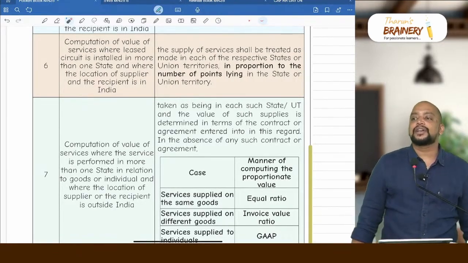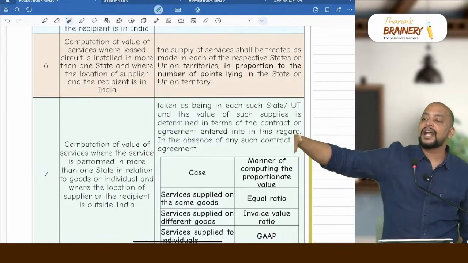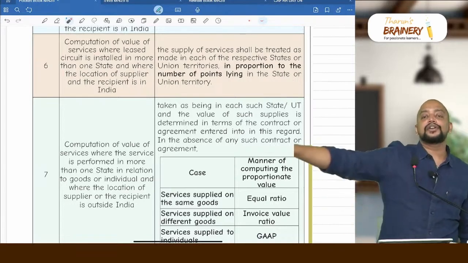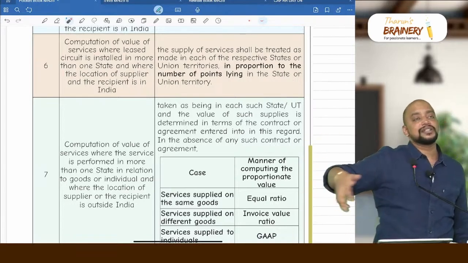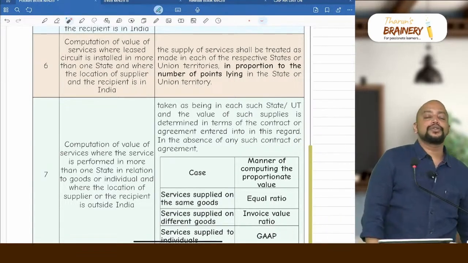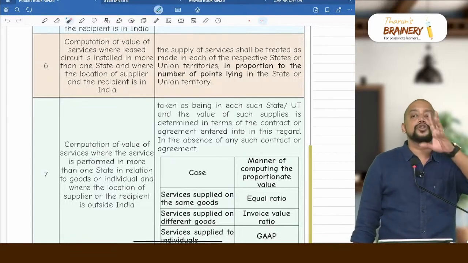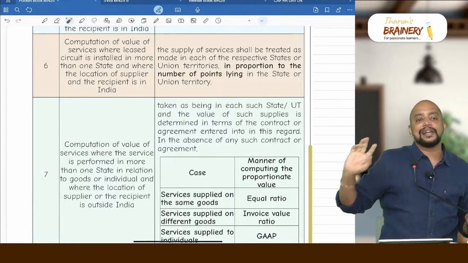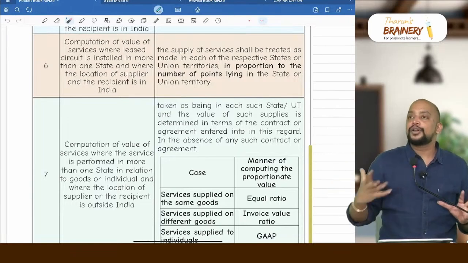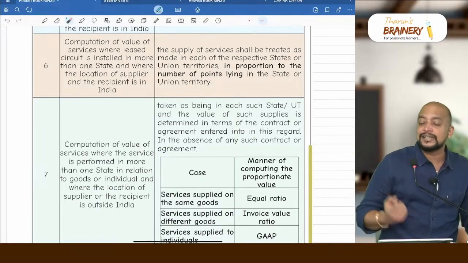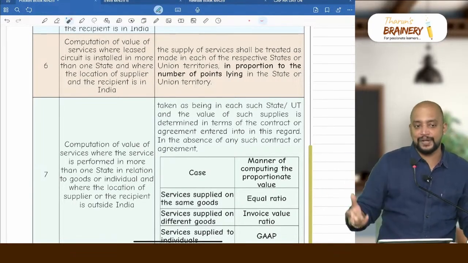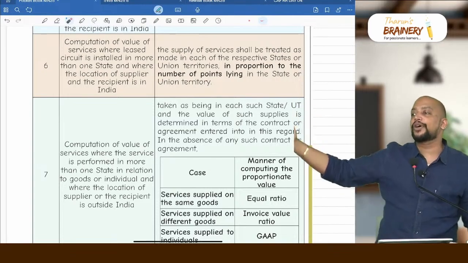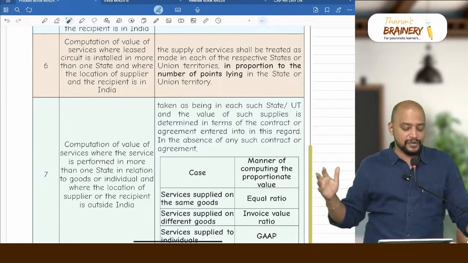In this leased line connection, I am connecting multiple branches of your company and I am laying down a leased line, and your branches are in multiple states. Now what you need to do, you need to see the number of circuit points in each state, means number of branches in each state. So that should be taken as the base of apportionment, because in case of fixed line services, location of installation should be taken. So number of installation points in each state should be taken as the base of apportionment.